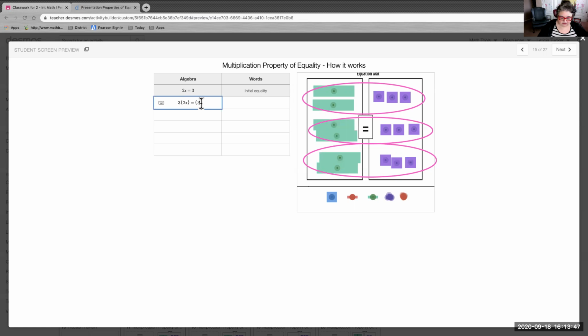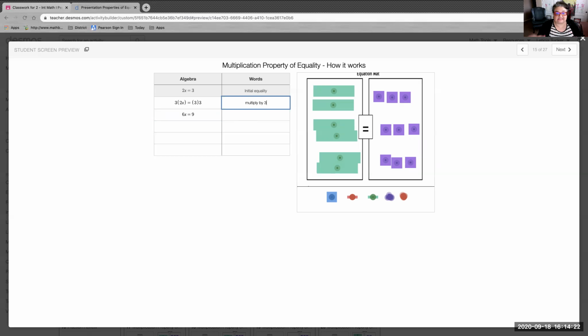Okay, and I'm going to multiply that side by 3 also. And once we do that, I'm going to be left with 6x on one side and 9 on the other side. Now, why would you make your life more complicated? I don't know. I mean, you can do this, but I wouldn't do this in this instance.